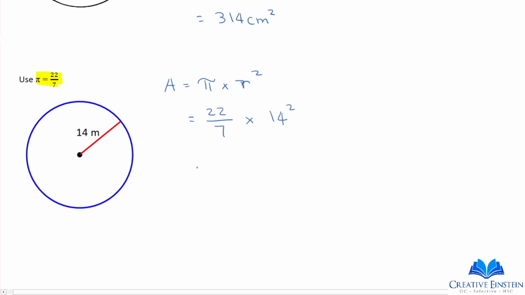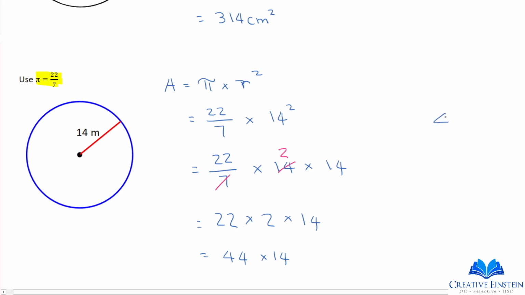Now I'm going to do a little trick here. 22 over 7 times 14 times 14. And that's simply because if I'm going to times something by 14 and then divide it by 7, I can actually cross it out, because what I'm actually doing is timesing it by 2. So dividing 14 by 7, I get 2. So what I'm actually doing is 22 times 2 times 14. Okay, 22 times 2 is 44 times 14.